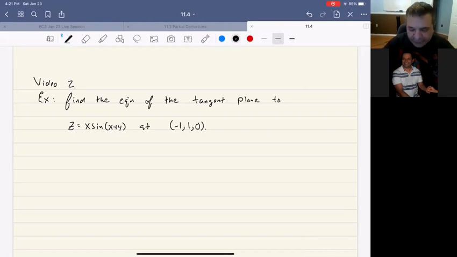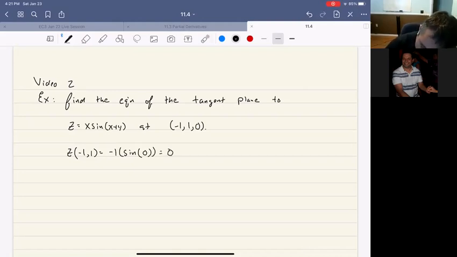If I have x equals -1, y equals 1, then I get -1 times the sine of 0. Sine of 0 is 0. That equals 0. That matches with this. We're in good shape.